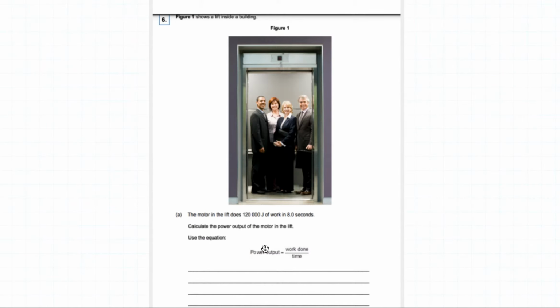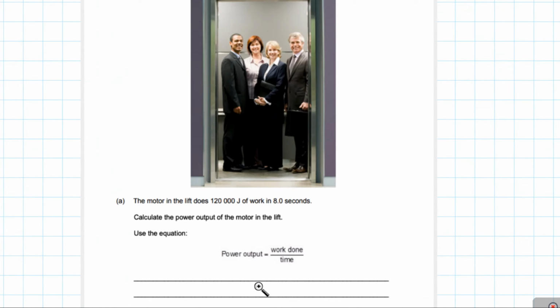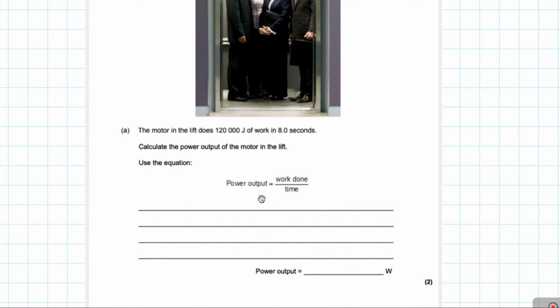Okay, question 6 has some people in an elevator. The motor in the lift does 120,000 joules of work in 8 seconds. Calculate the power output of the motor in the lift. This one is nice and easy because power is work done divided by time. So we divide 120,000 joules by 8 seconds. You plug this into your calculator and you should get 15,000 watts.